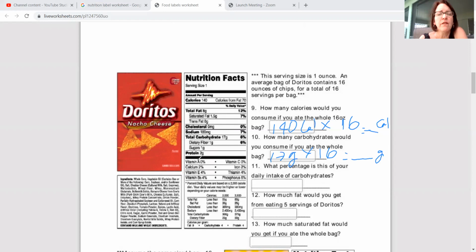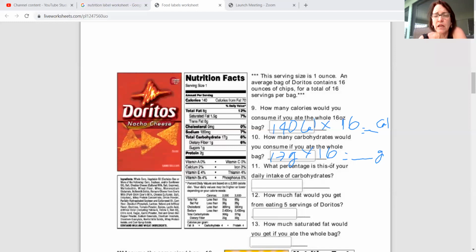The same will happen if I ask you about protein. So 2 grams in one serving. How much in 2 servings? It's 2 times 2. How much in 3 servings? 2 times 3. How much in the whole container? 2 times the number of servings in this container, which is 16. So it's 2 times 16 for proteins. And the same could be done for anything listed here.